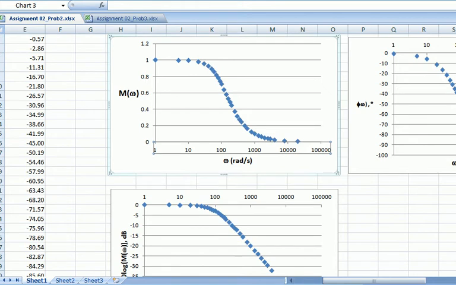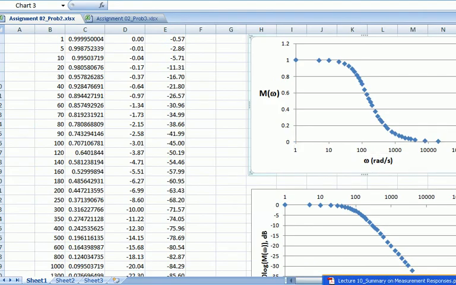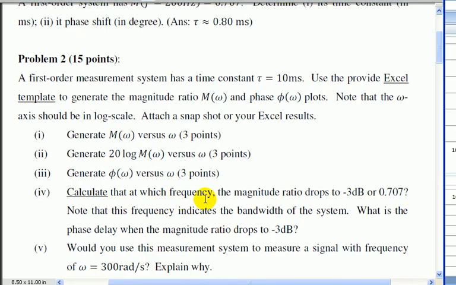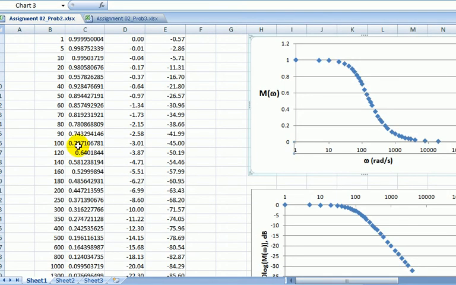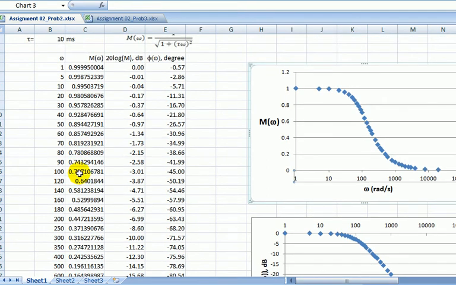But let's go back to this question here. Calculate at what frequency you have this much, and would you use this? So let's see here. Where is 0.7? So this is 0.707, and at which frequency it's about 100 radians per second. That's about right, because we know that when omega equal to 1 over tau, that'll give us the cutoff frequency.